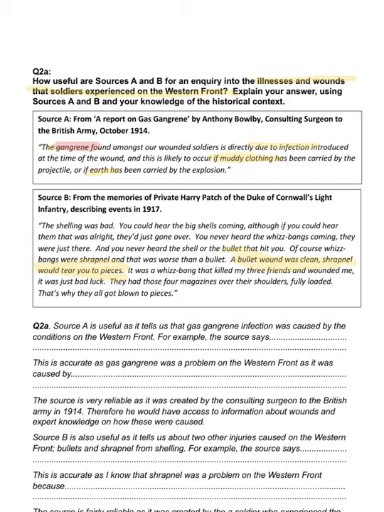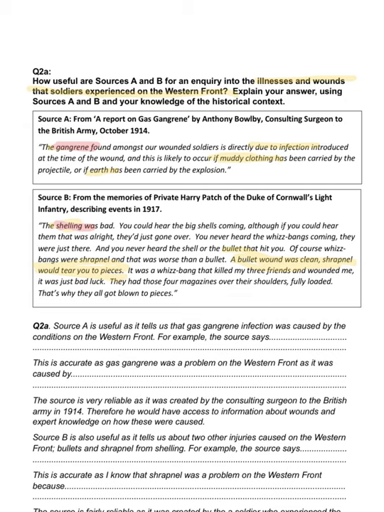So what we've got here, it's telling us about shelling and it's telling us about bullets. So that's the main thing it's telling us about. But bullet wounds and shrapnel. And it goes further. It does actually say that the bullet wound was better, obviously, unless it went in your head.